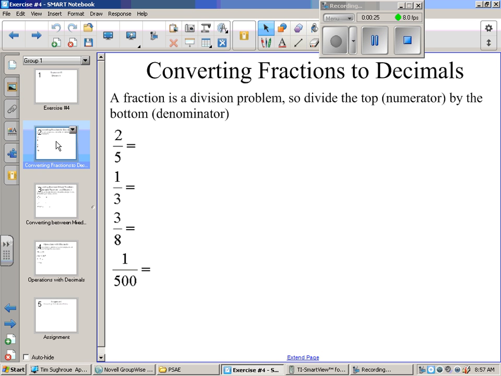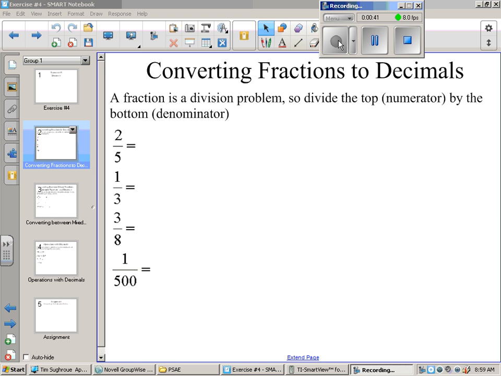Here we go. Converting fractions to decimals. A fraction is a division problem. That's all it is. So divide the top number by the bottom number when we do these problems. I'll give you a second to get them written down. Okay, so I'll call up the smart view so we can see it.